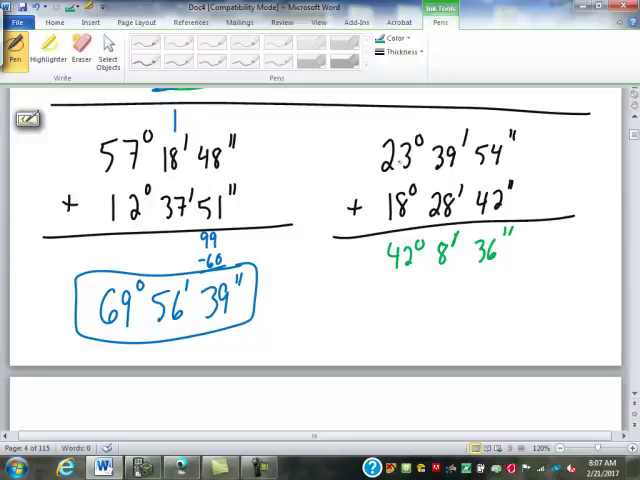So just like you would enter 23, hit your degrees, minutes, seconds key. 39, hit your degrees, minutes, seconds key. 54, hit your degrees, minutes, seconds key. Then plus, then do the same to enter the 18, 28, 42. Then hit equals. Everybody get theirs to work? Like I said, many of you will have to convert it back to degrees, minutes, seconds because they'll give you the answer in decimal degrees.